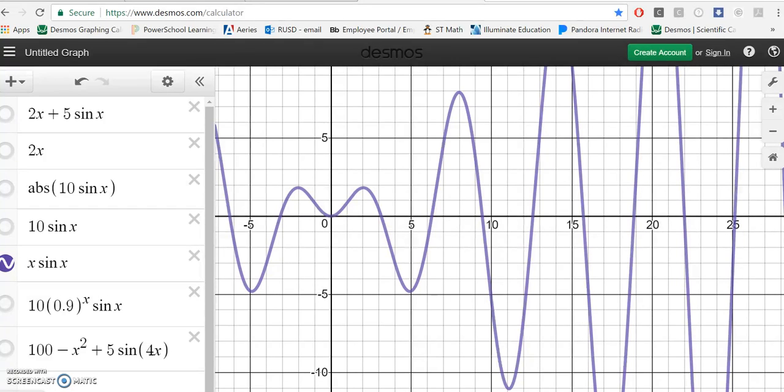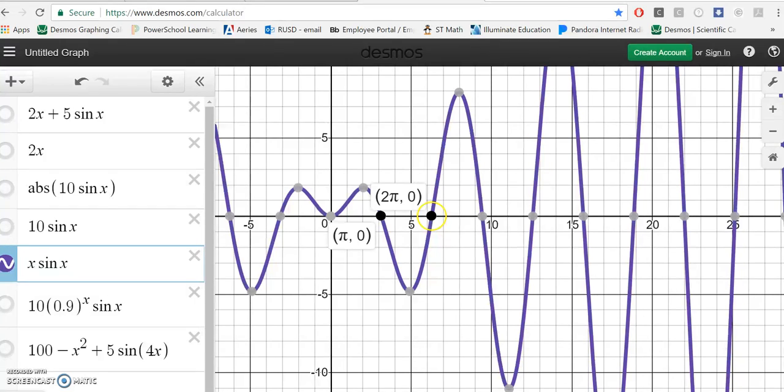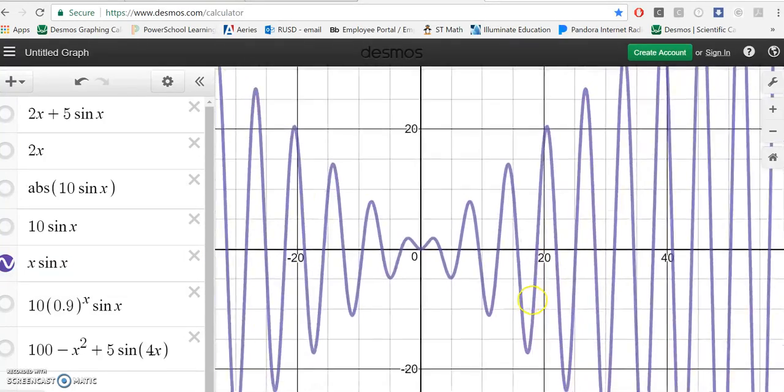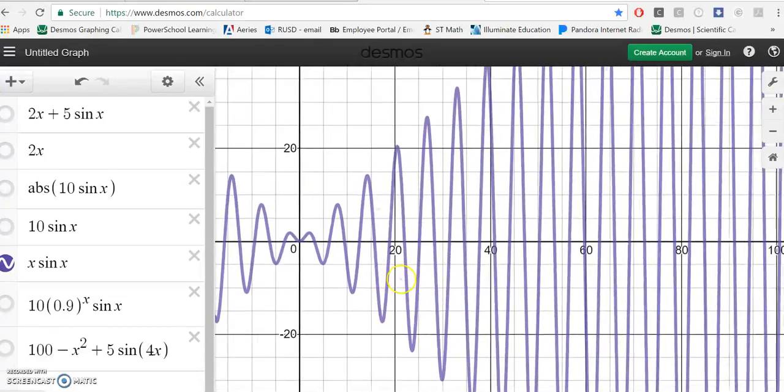But so we have this graph with the amplifier. I just wanted to show you some key points. Here we have pi, then 2 pi, 3 pi, 4 pi. It is still crossing the x-axis in the same places because the period didn't change, but the amplifying, called the amplifier, is causing it to bounce high, high, high, high.